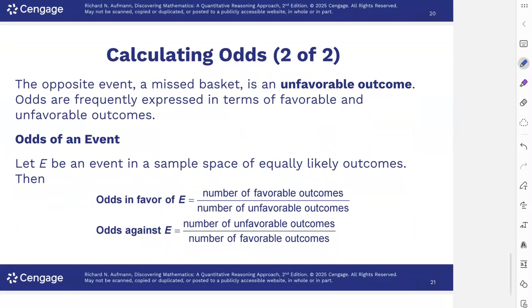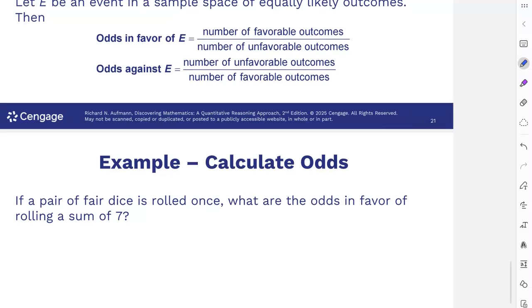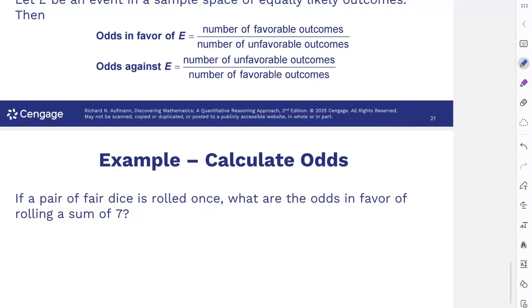So the odds in favor of an event is the number of favorable outcomes divided by the number of unfavorable outcomes. The odds against an event is the number of unfavorable outcomes over the number of favorable outcomes. So let's look at an example. If a pair of fair dice is rolled once, what's the odds in favor of a sum of 7?